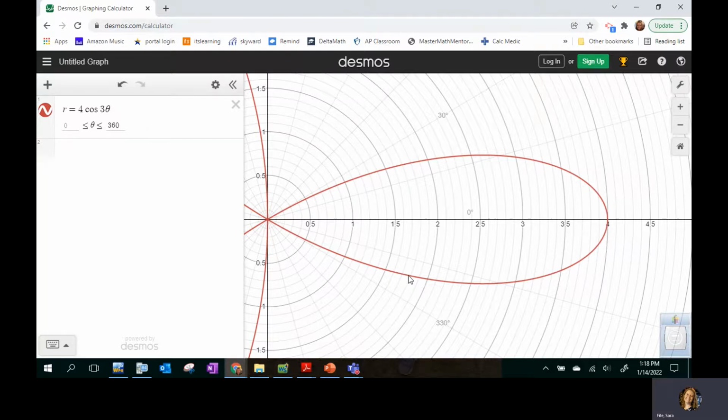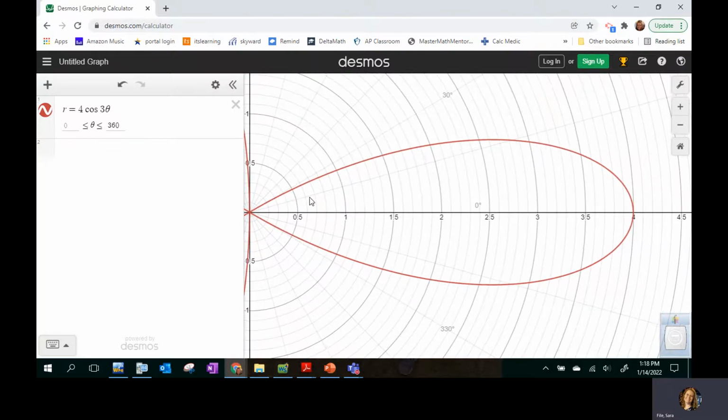Y'all see what I'm saying? Just zoom in and get some points and see at what angle, so you can get the width of your petals, correct. Same thing when you're doing a limaçon. You want to get the width, how wide that is, or how wide the inner loop is, or whatever. You want to plot those points.